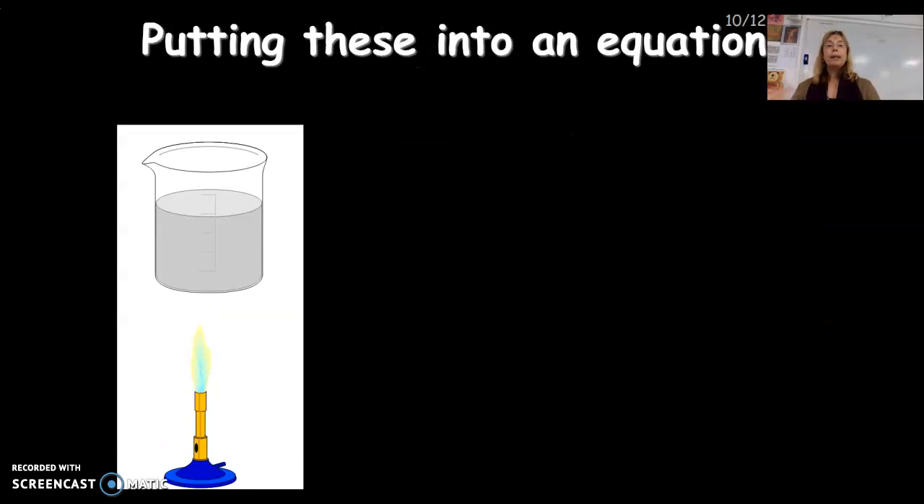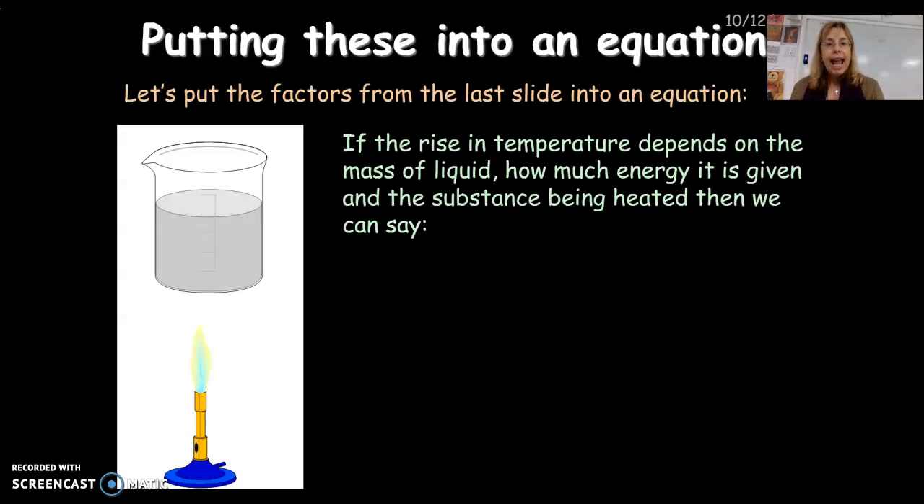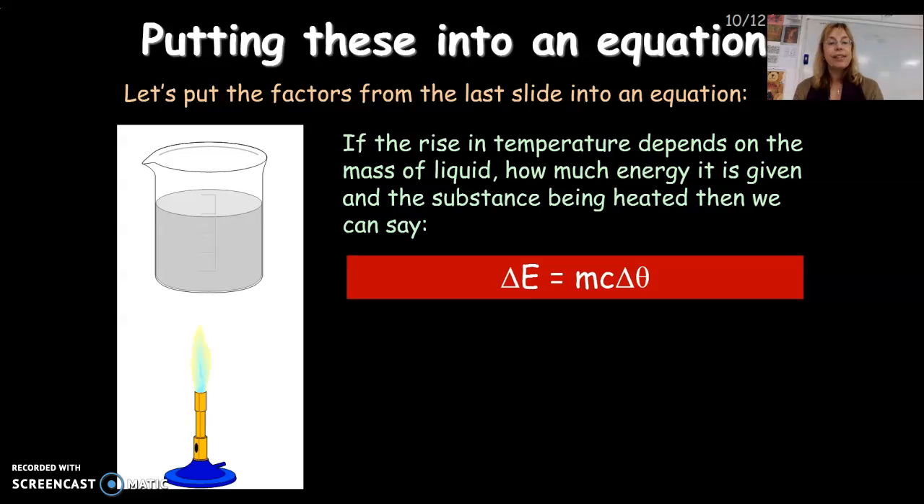Okay, now we can put these ideas into an equation like they love doing for physics. And this is what they do. They say if the rise in temperature depends on the mass of liquid, how much energy it's given, and the substance being heated, we can say that the change of energy, the triangle always means change, by the way, equals the mass times the C, which is the specific heat capacity for that substance, and the triangle with the O with the circle, that is a theta sign. It's from a Greek symbol. It means change in temperature.